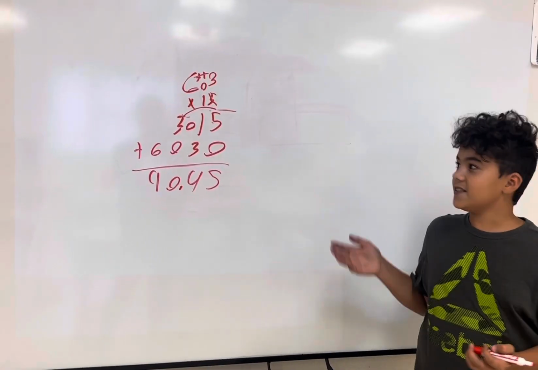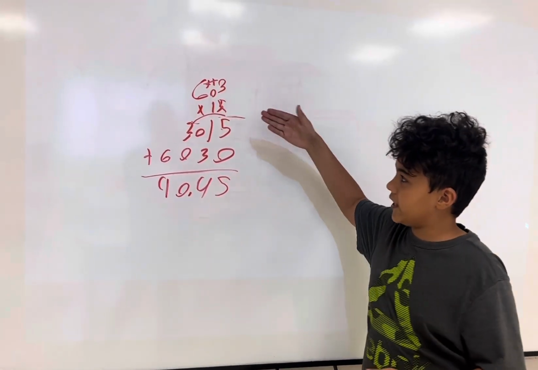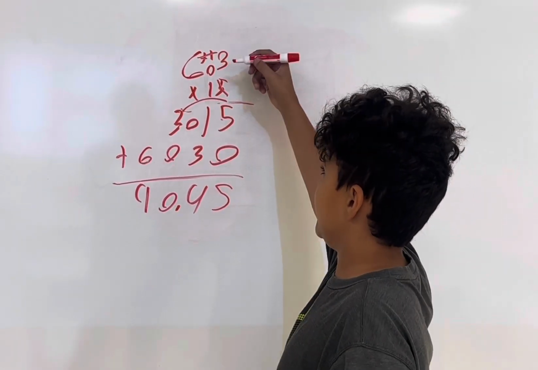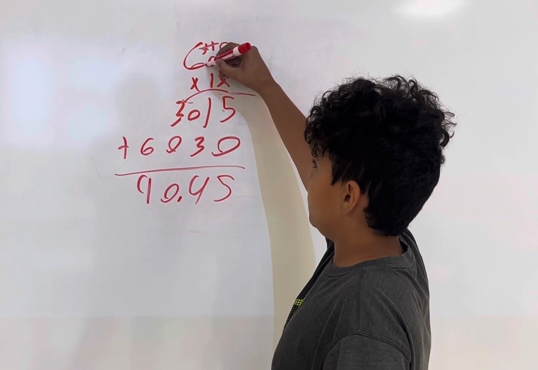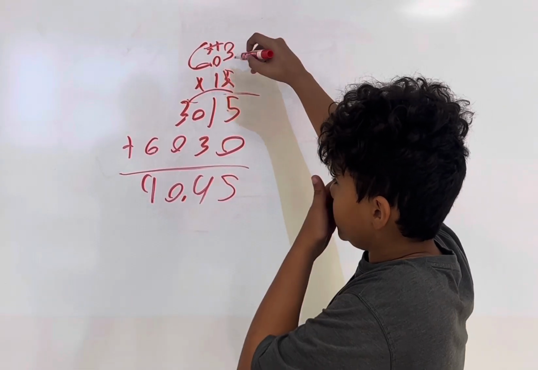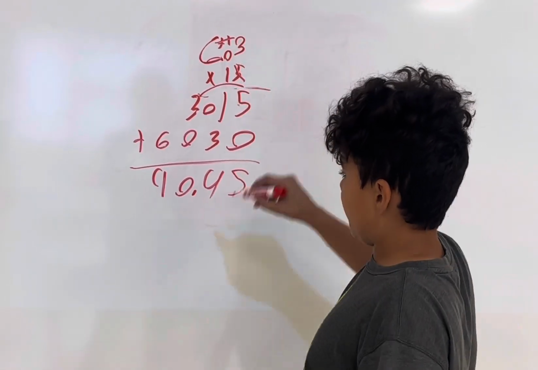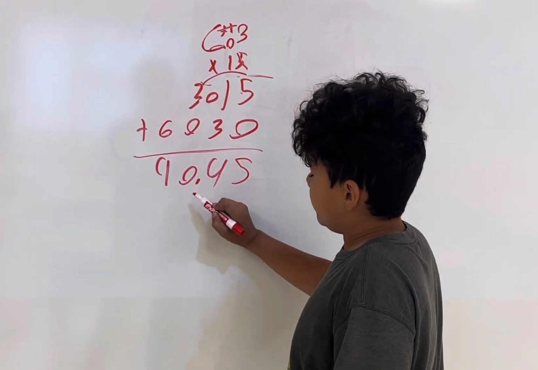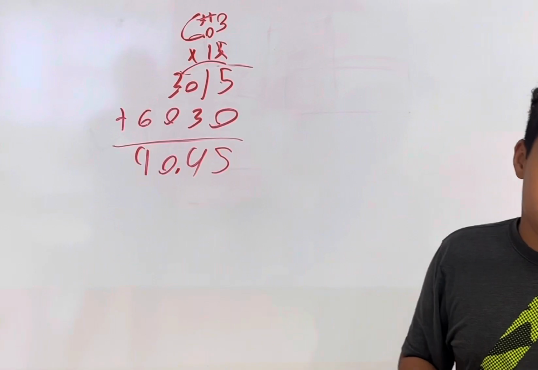So yeah, this is the answer because of the multiplication I did of 603 and 15. But I would add the decimal to that. Like if it was right here, I would include those two numbers. So 1, 2, then I would count 2 digits over to the right and that would count. So like that.